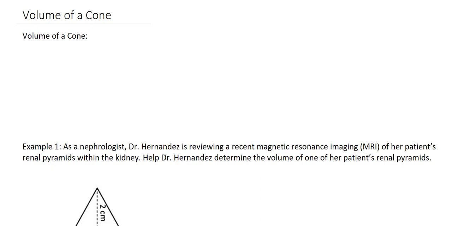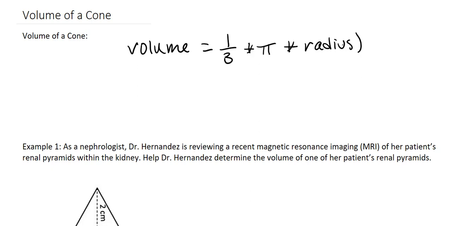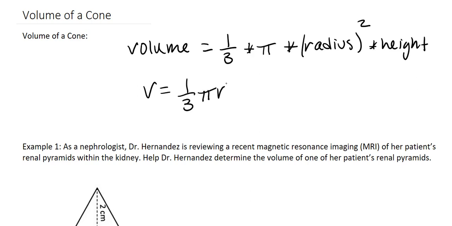Volume of a cone. So the volume of a cone is the following formula, right? We have volume, which is equal to 1/3 times pi times the radius squared times the height. So it might be shortened to something like that.